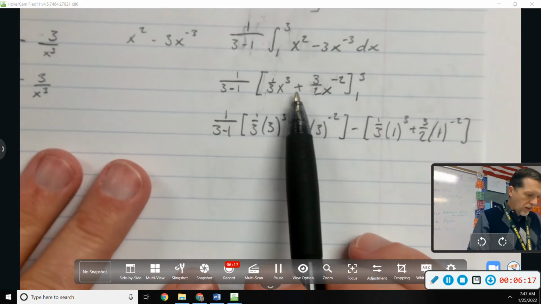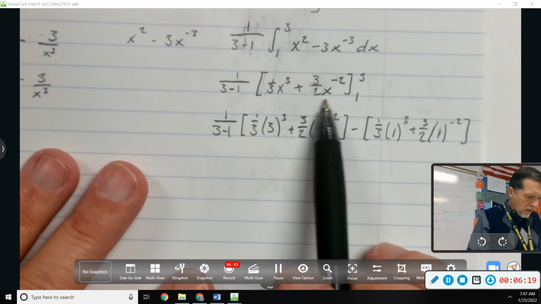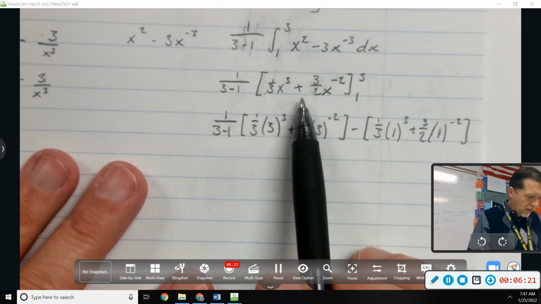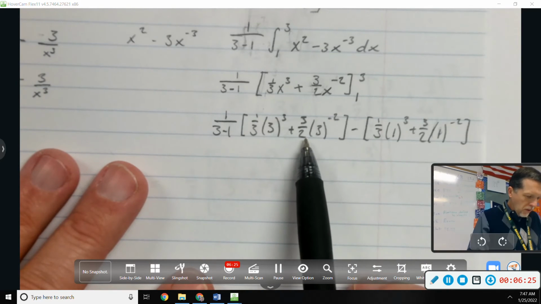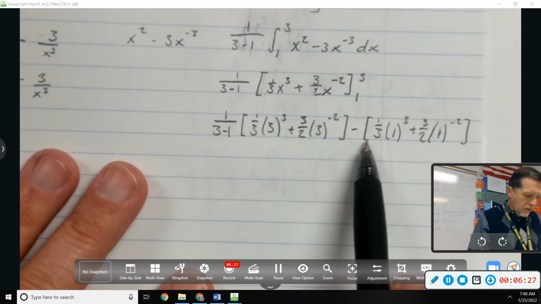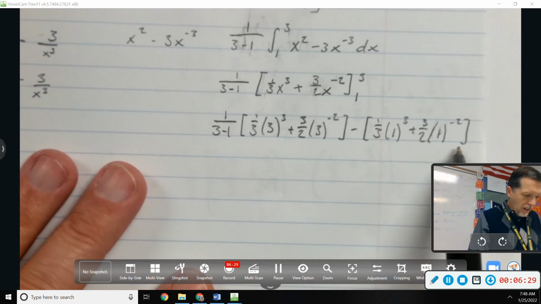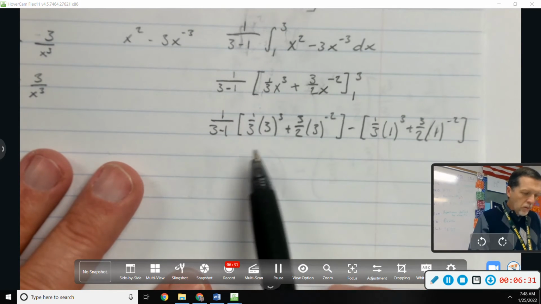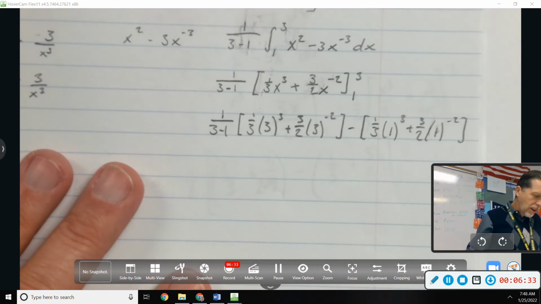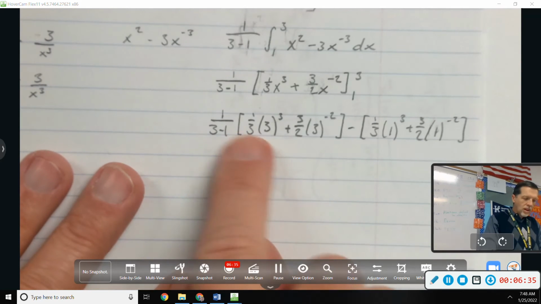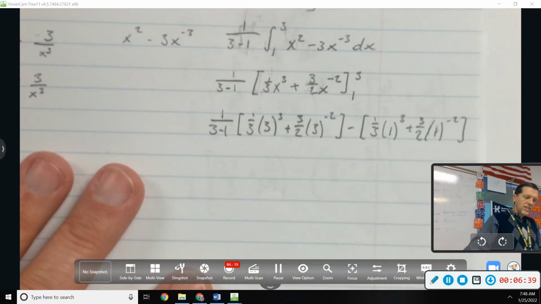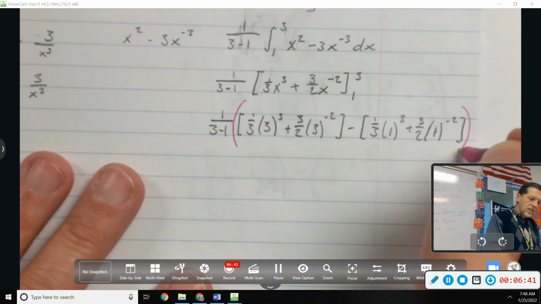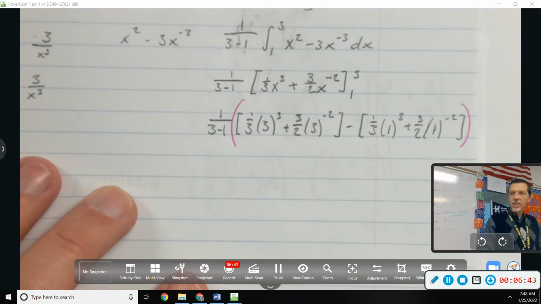So x cubed over 3, 3/2 x to the negative 2 with a plus. That's good. 1/3 3 cubed plus 3/2 3 to the negative 2 minus. Yeah, I think this is fine. One minor thing I would say is that the way you have it written, this coefficient out front is only going to this. Okay. But that's it. Other than that, you're good.